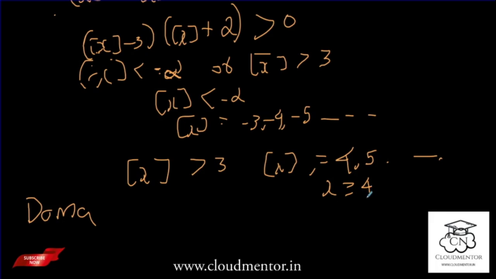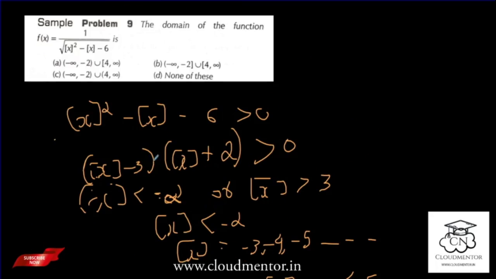And from here we can write that the domain of f is the open interval minus infinity to minus 2, not taking minus 2 here, union the closed interval from 4 to infinity. So option A is the right answer. Option A is the right answer.